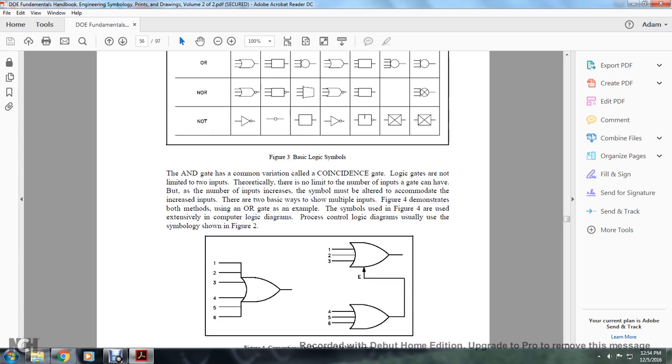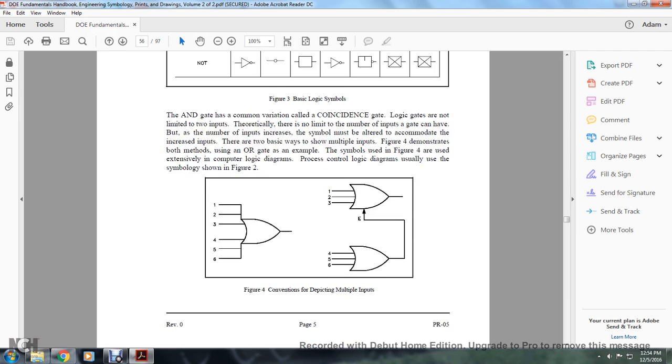All right, an AND gate with a common variable is called a coincidence gate. Logic gates are not limited to two inputs. In theory, there is no limit to the number of inputs a gate can have. As the number of inputs increases, the symbol is altered to accommodate the increased inputs. There are two basic ways to show multiple inputs. Figure 4 demonstrates the method of using an OR gate as an example. The symbol in Figure 4 is used extensively with computer logic diagrams, and process and control logic diagrams usually use the symbology in Figure 4 as a convention of depicting multiple inputs. You see the inputs 4, 5, and 6, and 1, 2, and 3.